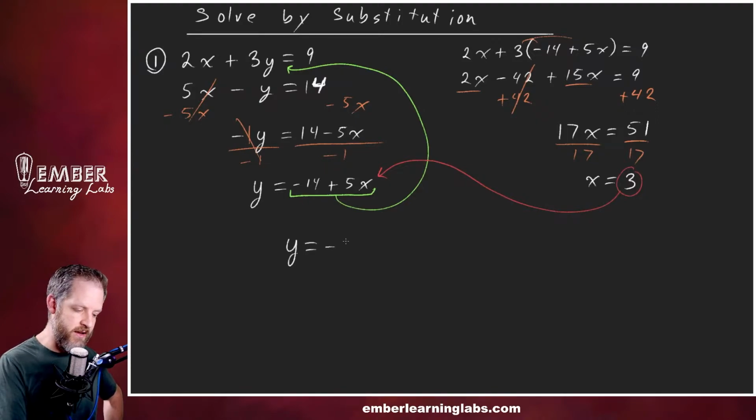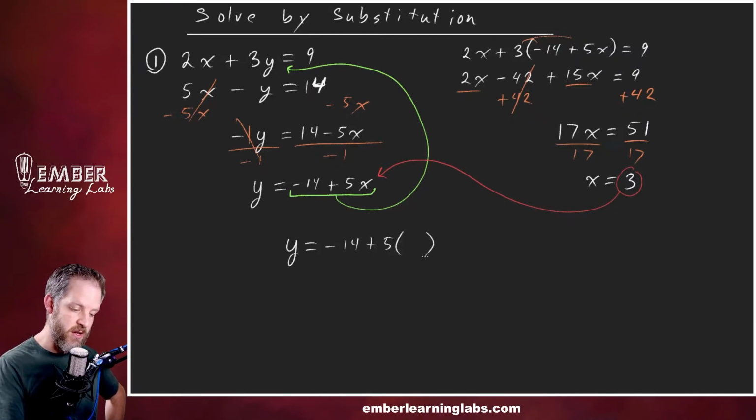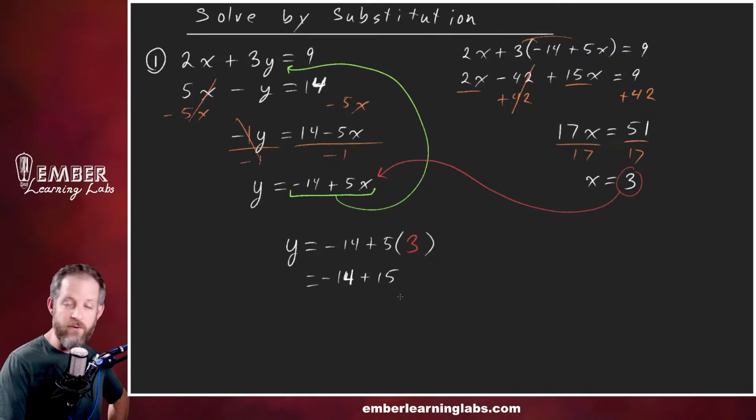y equals negative 14 plus 5 times, we're substituting in that 3. Negative 14, bring it down. 5 times 3 is 15. That 4 went a little bit wacko. I'm having trouble with 4s all of a sudden. Oh well, no big deal. Negative 14 plus 15 is 1. So our answer here is the ordered pair (3, 1).